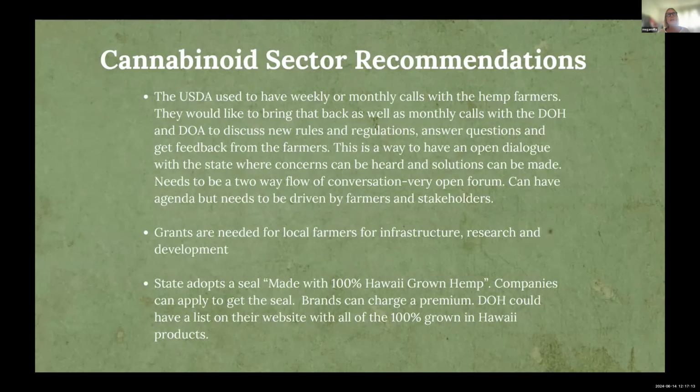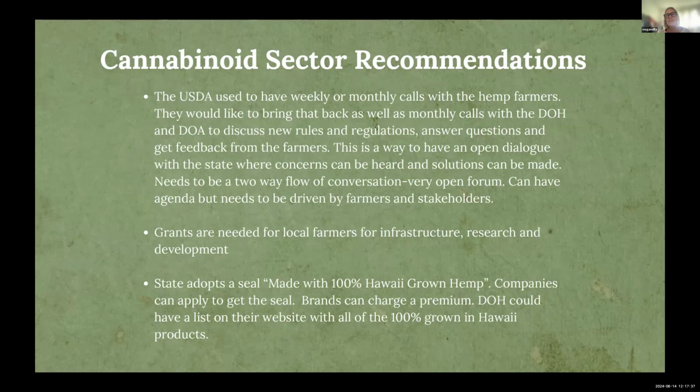And not wait until it gets to legislation and then see that things are changing. They want to have conversations, be able to ask questions and all that kind of stuff. So that was something many people brought up on our feedback phone calls. Again, grants for local farmers, infrastructure, research and development. This is kind of across the board for every sector. I thought this was a great idea too.